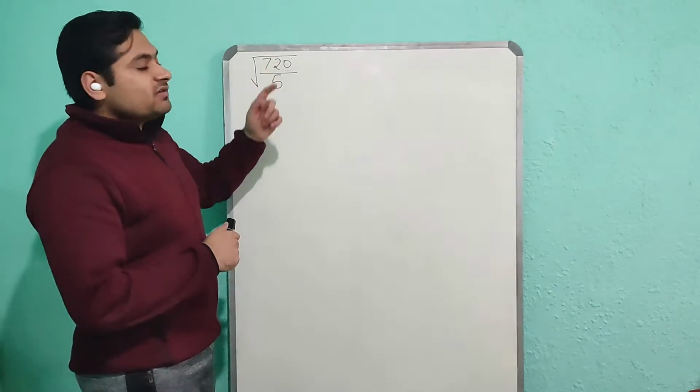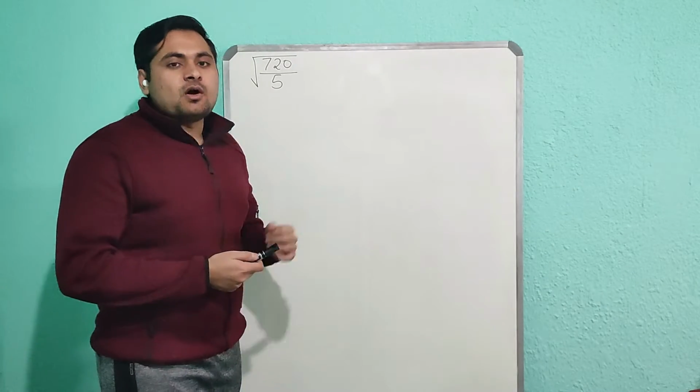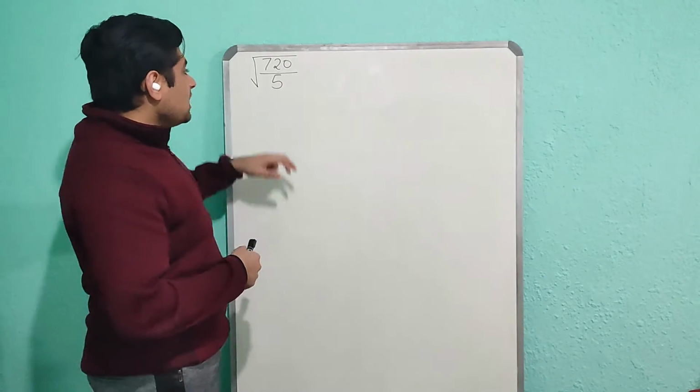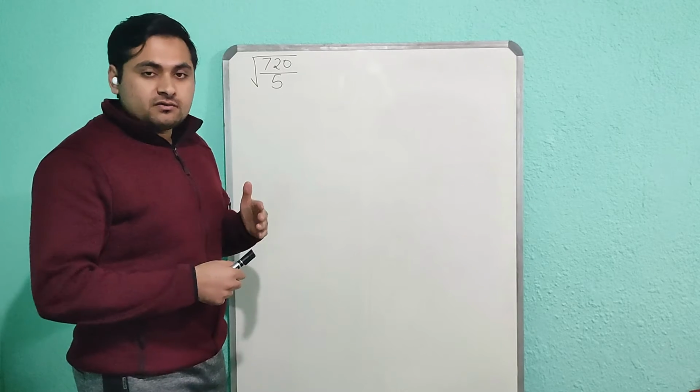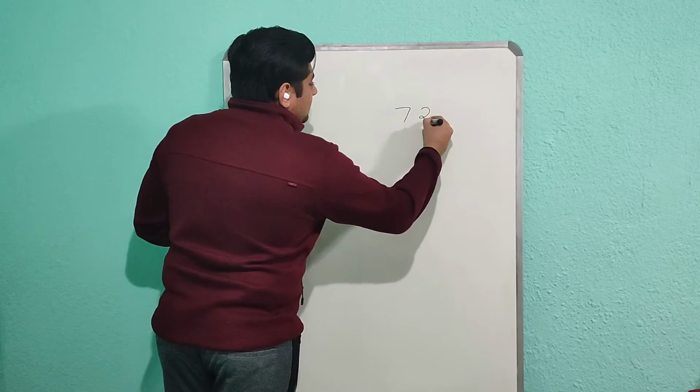Square root of 720 all over 5. We need to solve this without the use of a calculator. So what do we do? First, let's find the prime factors of 720, right? So what are the prime factors of 720?